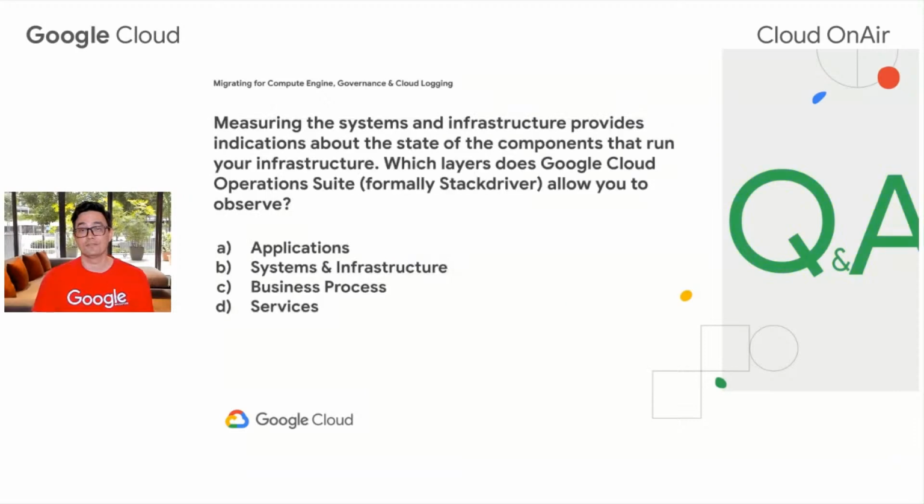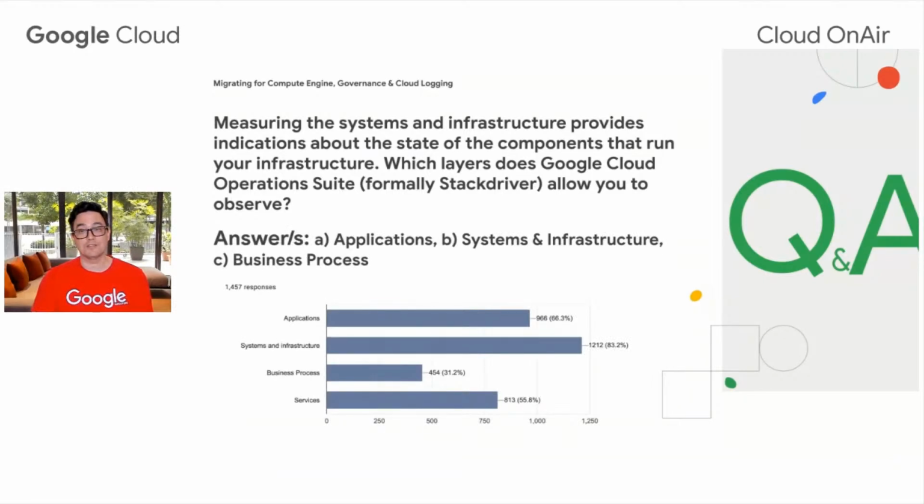Next question. Measuring the systems and infrastructure provides indications about the state of the components that run your infrastructure. Which layers does Google Cloud Operations Suite, formerly known as Stackdriver, allow you to observe? A, applications, B, systems and infrastructure, C, business process, or D, services? And the answers are applications, systems and infrastructure, and business process. Right, so again, that's the key around this Operations Suite. It's not just about logging. It's the ability to give you observability of your entire infrastructure.